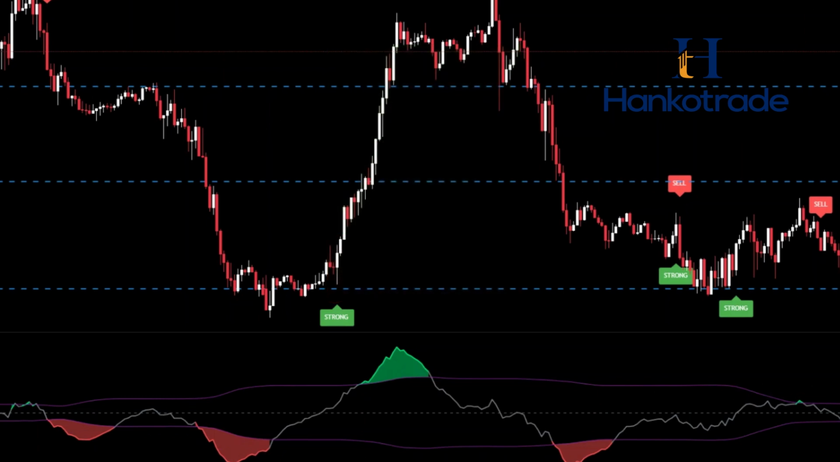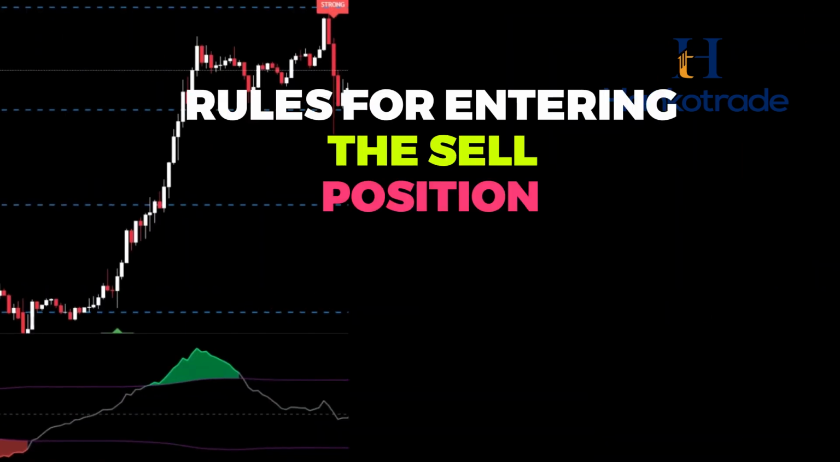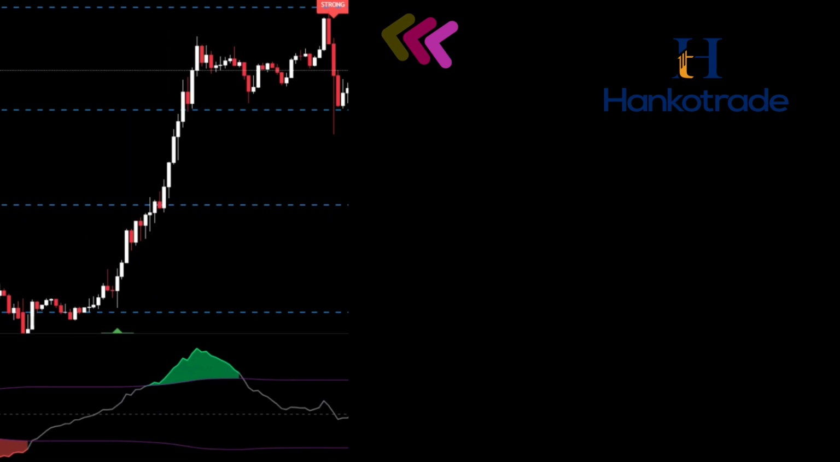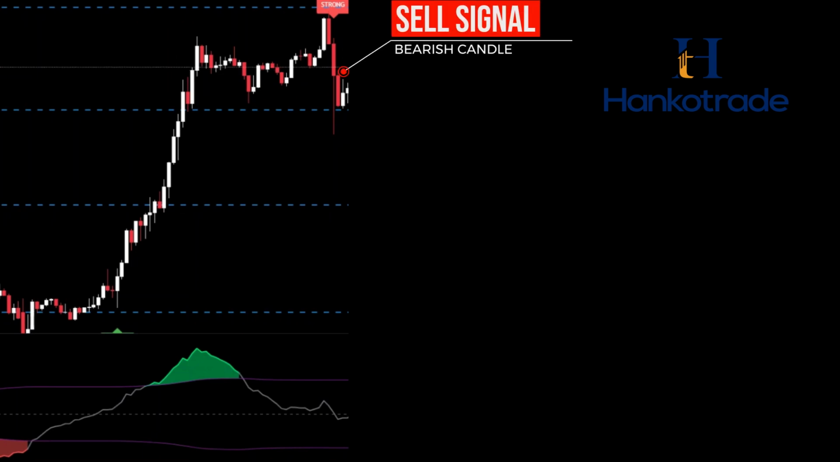The rules of entering the sell position. When the price reaches the resistance zone, wait for the bearish candle to close and give a sell signal. Usually, bearish candlestick patterns are formed in these areas. This is an important confirmation.